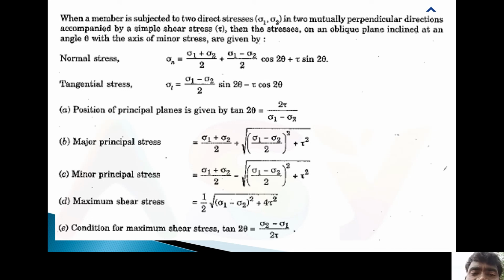Next, the position of the principal planes is given by tan 2 theta equals 2 tau by sigma 1 minus sigma 2. The major principal stress is sigma 1 plus sigma 2 by 2, plus the root of (sigma 1 minus sigma 2 by 2) whole square plus tau square. The minor principal stress is sigma 1 plus sigma 2 by 2, minus the root of (sigma 1 minus sigma 2 by 2) whole square plus tau square. The maximum shear stress is 1 by 2 root of (sigma 1 minus sigma 2) whole square plus 4 tau square. The condition for maximum shear stress is tan 2 theta equals minus (sigma 1 minus sigma 2) by 2 tau.